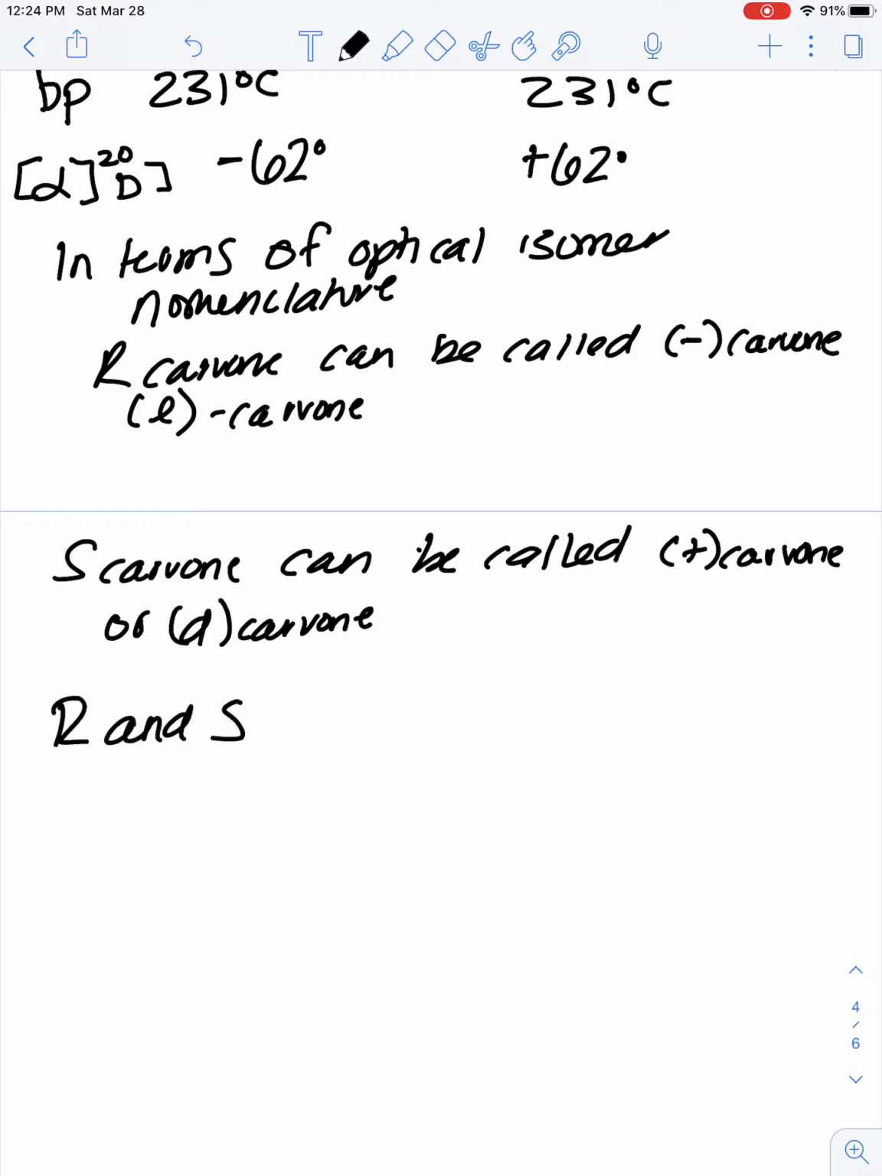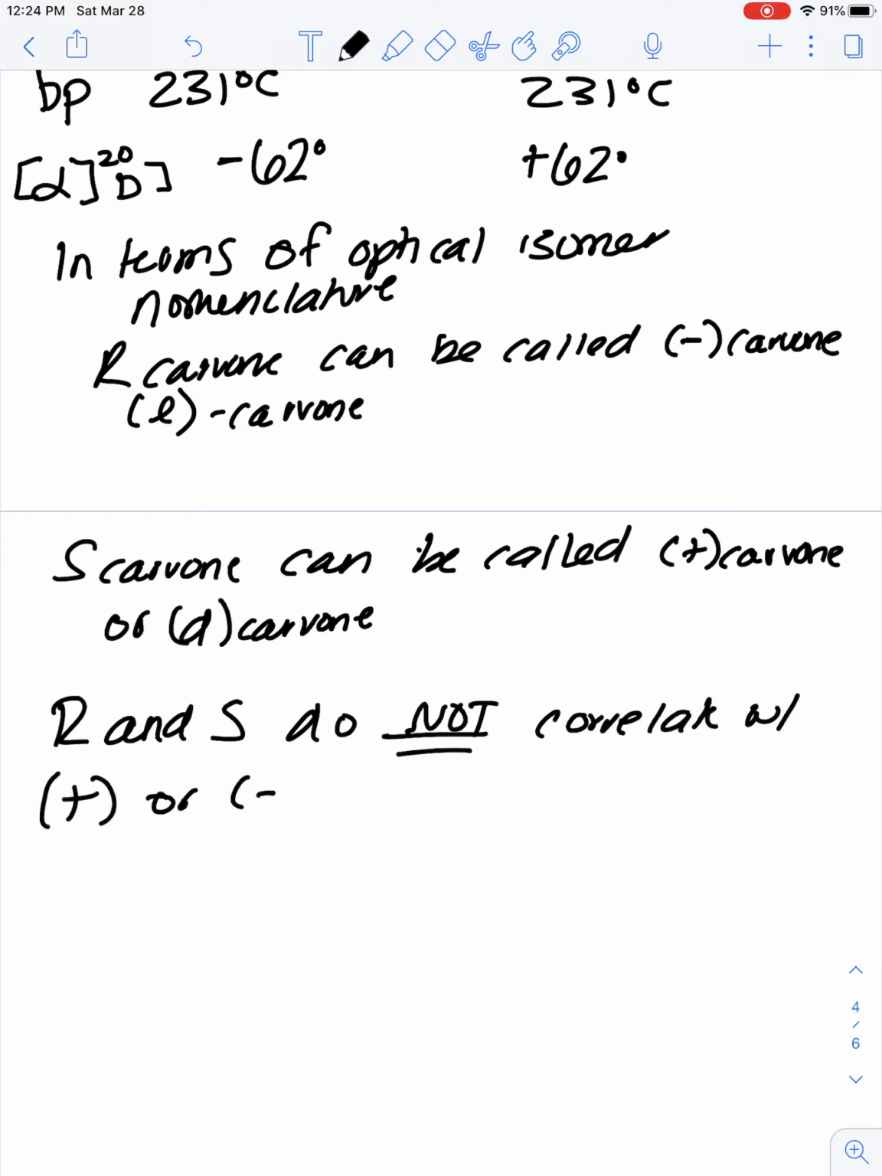So this is important. R and S do not correlate with the positive or negative direction that it's rotating light. So don't just think that because it's R, it's always going to be negative. Because remember, R and S configurations are dependent on the spatial arrangement of those atoms.